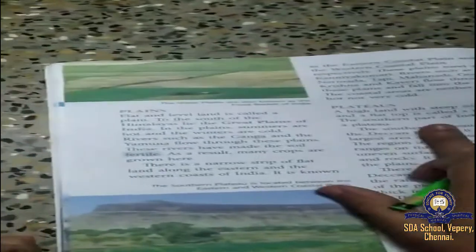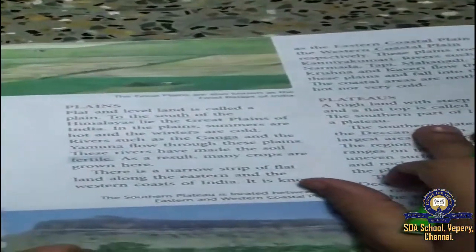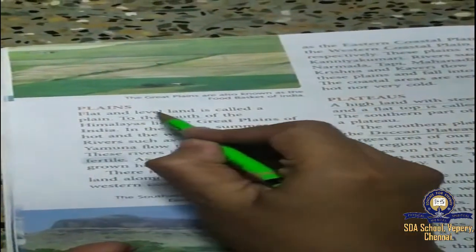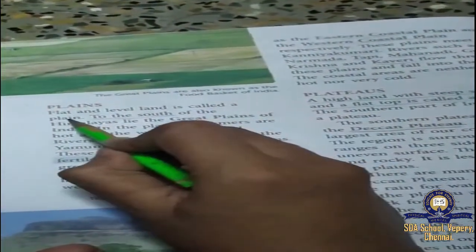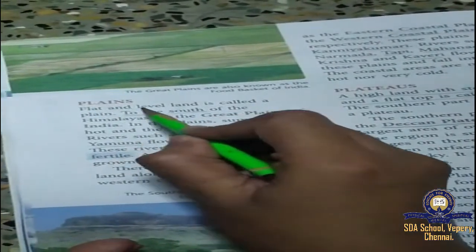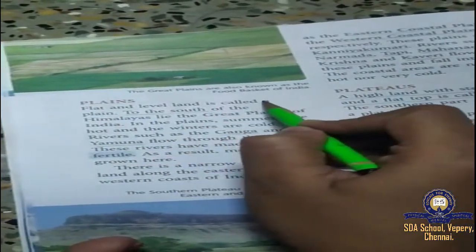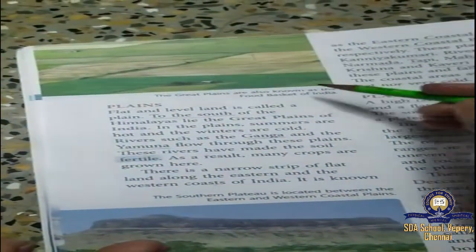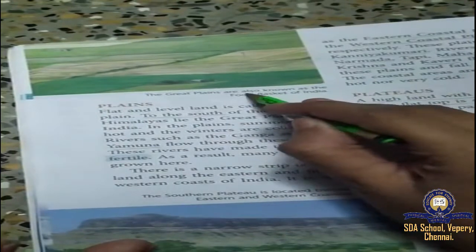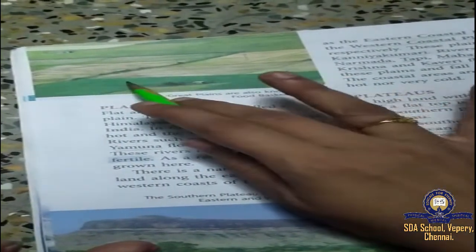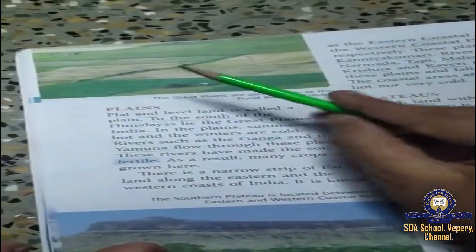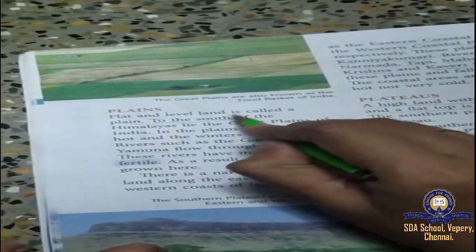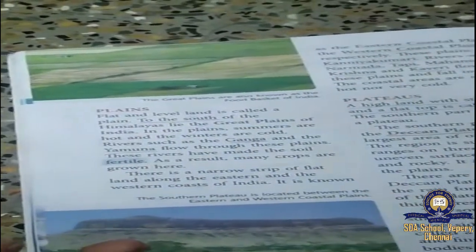Next, moving on to plains. What are plains? Flat and level land is called a plain. What is a plain? Flat and level land. You can see in the picture, the green plains are also known as the food basket. See, it's flat and leveled. So, flat and level land is called a plain.